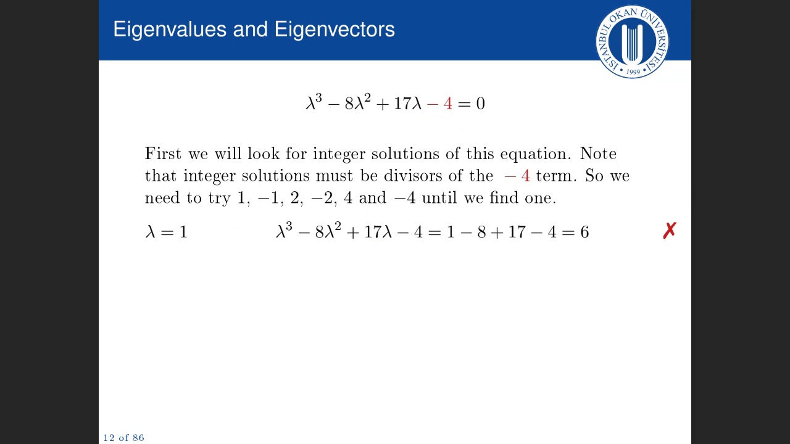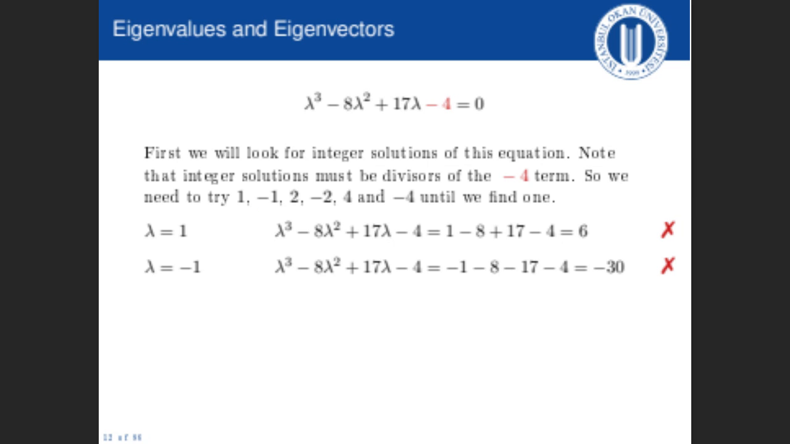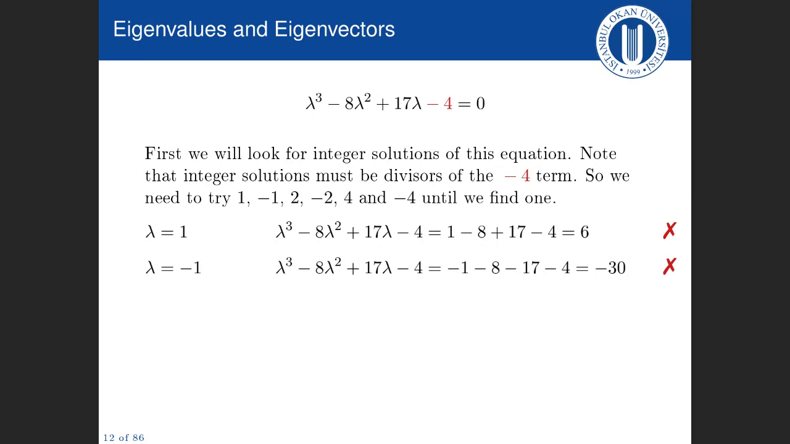I'll start with lambda equal to 1. 1 cubed minus 8 times 1 squared plus 17 times 1 minus 4, and this is equal to 6. This is not 0, so this one didn't work. So let's move to the next one. Let's try minus 1. If we put lambda equal to minus 1 into the characteristic polynomial, what do we get? You can check that we get minus 30. We do not get 0, so this one didn't work.